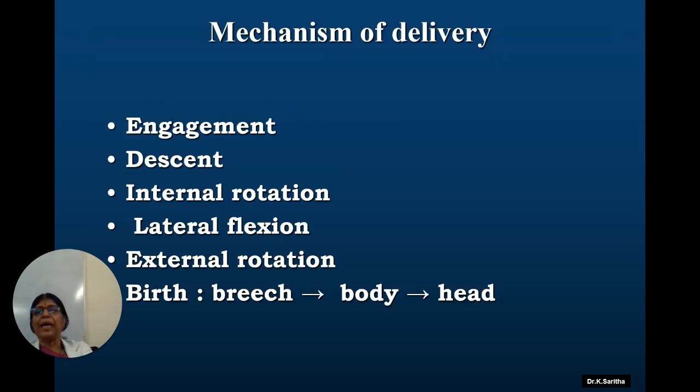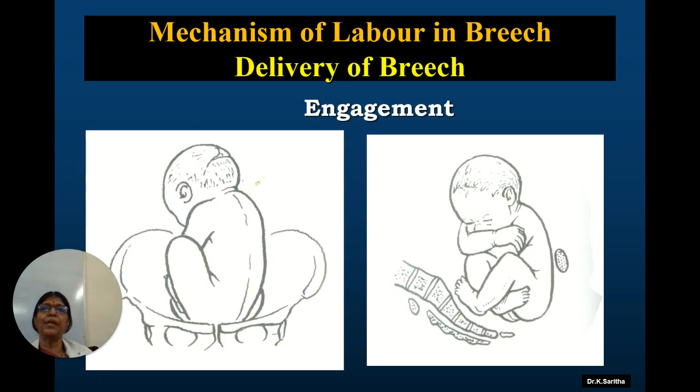Mechanism of delivery, as usual: first is engagement, descent of the breech, internal rotation, lateral flexion, external rotation, and birth of the breech. Whenever you are describing a breech delivery, you should first talk in terms of delivery of the breech, then delivery of the shoulders, and last is the delivery of the aftercoming head.